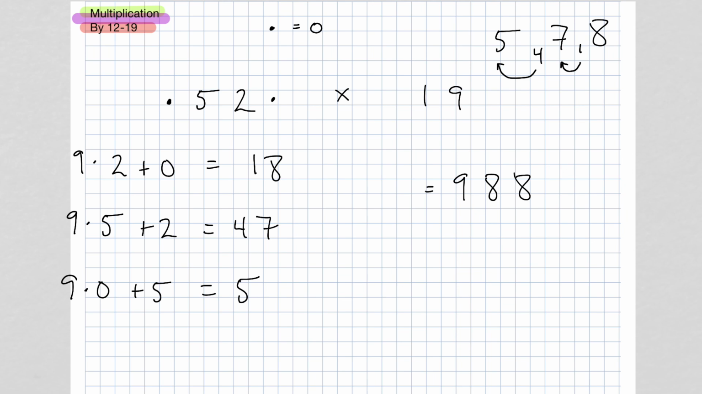Okay, I hope you enjoyed this little video on multiplication by numbers 12 through 19. Fairly simple technique. You're just going to be multiplying it by the digit and then adding the last digit before it. So multiplying it and then adding the digit before it.